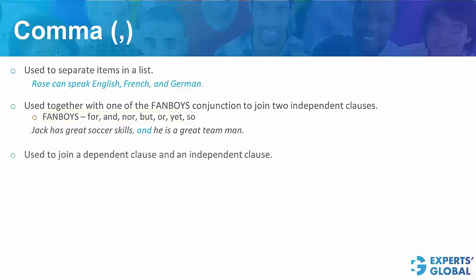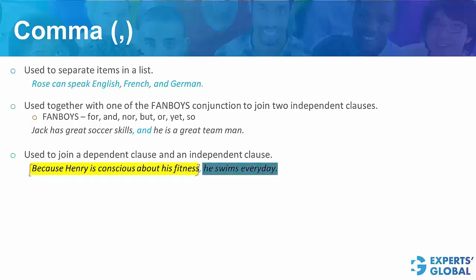Next, a comma can be used to join a dependent clause and an independent clause. Comma is not strong enough to join 2 independent clauses, but it is strong enough a punctuation to join 1 dependent clause. You see, from here to here, this is a dependent clause, and 1 independent clause. So a dependent clause and an independent clause joined by a simple comma.